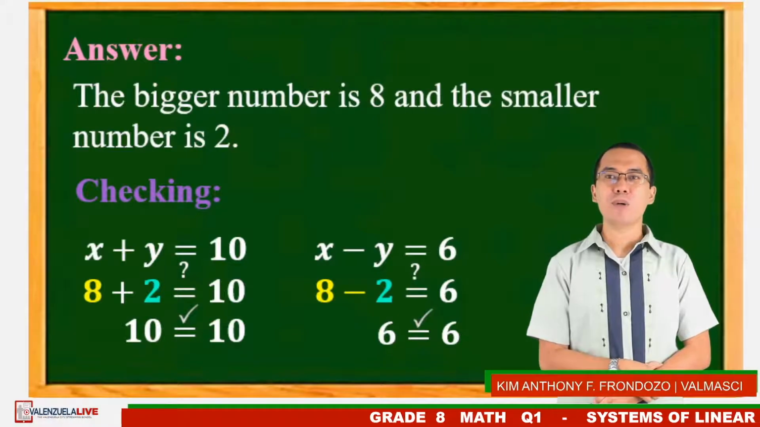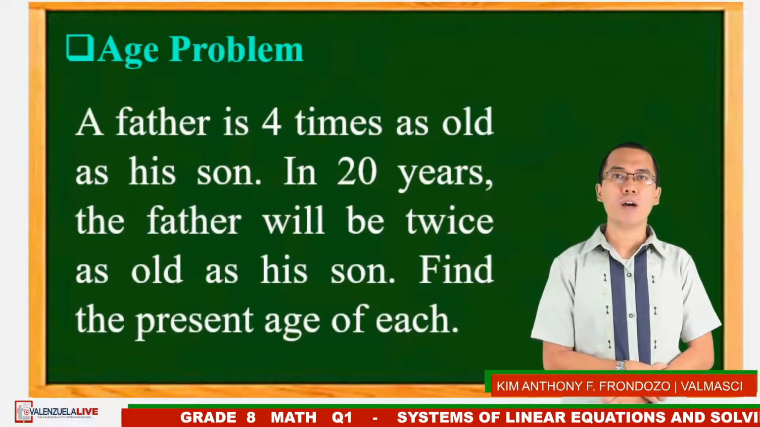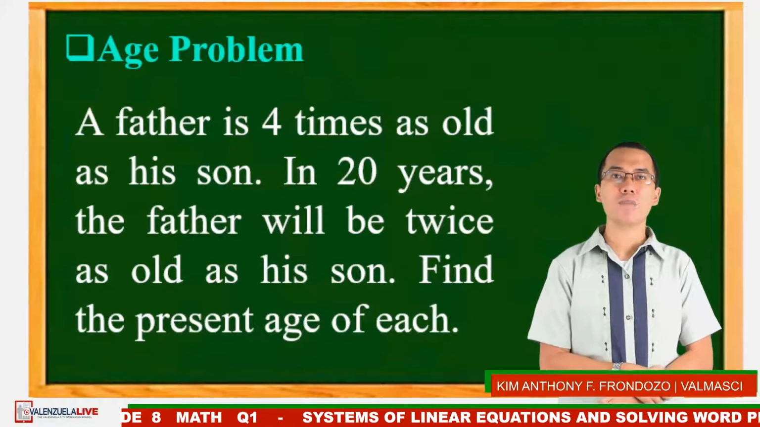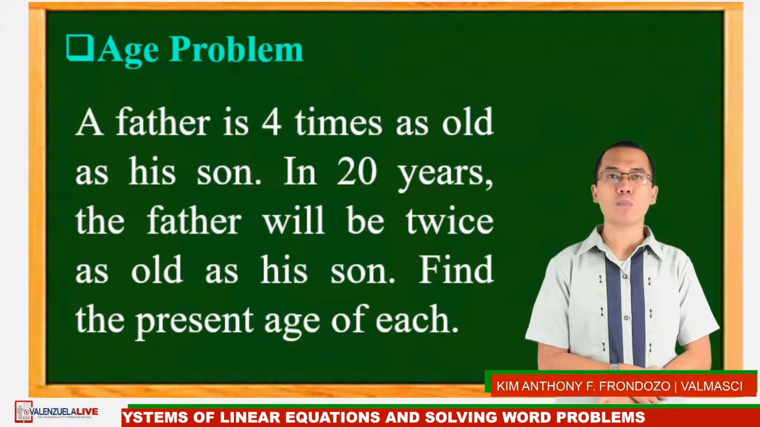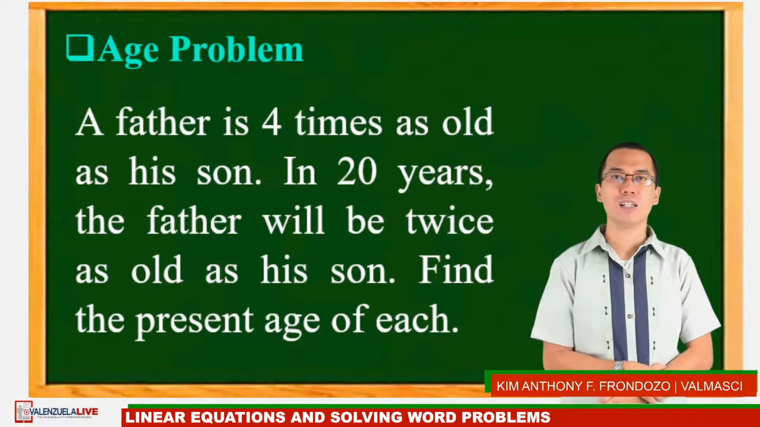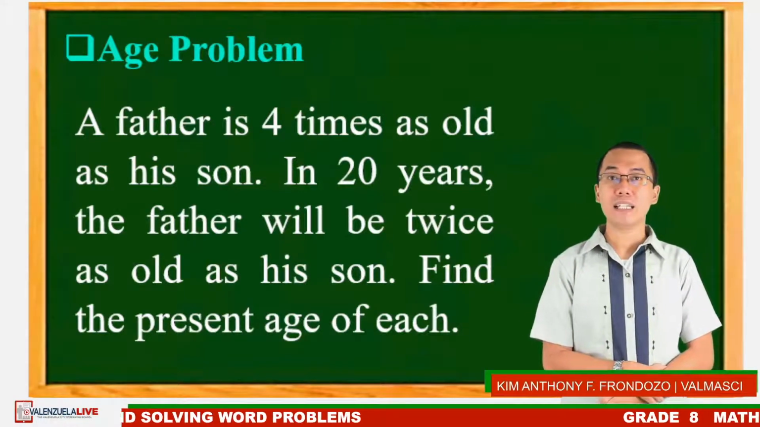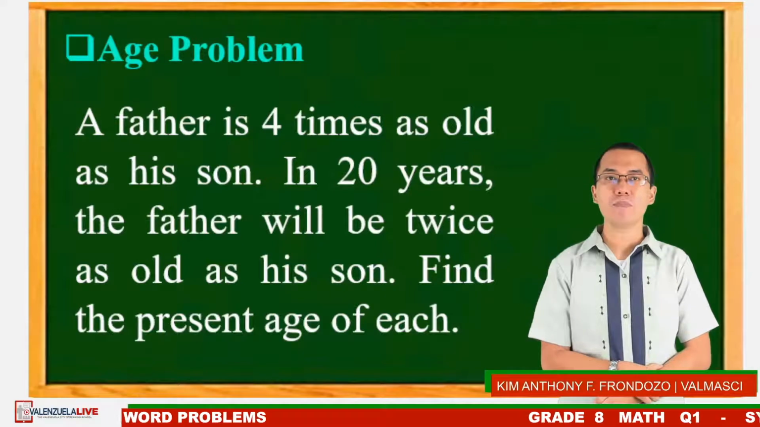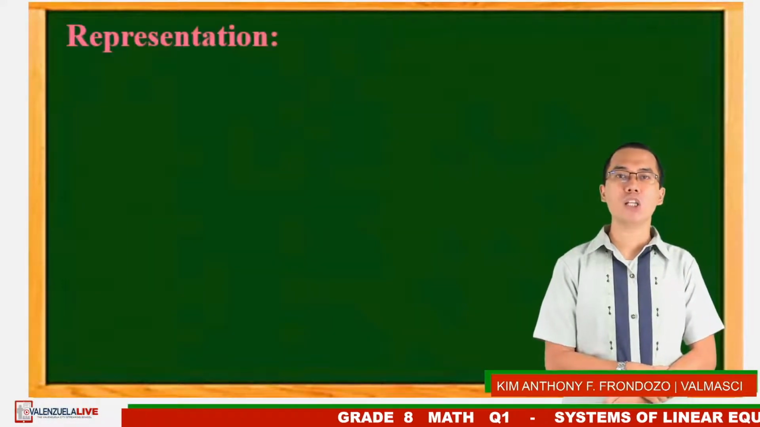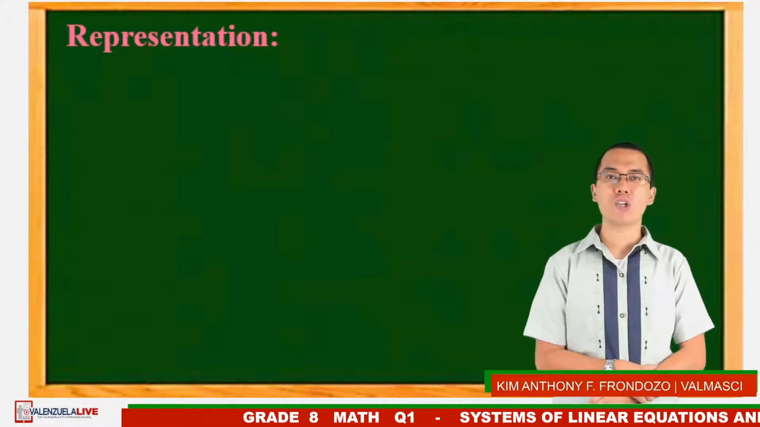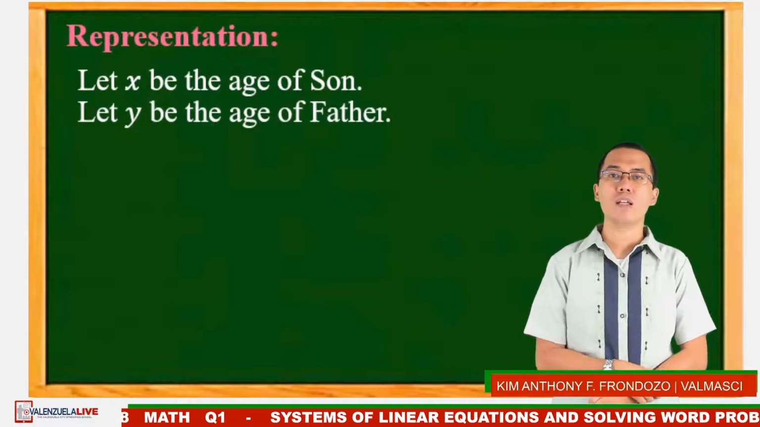For the second example, we have the age problem. According to the problem, a father is 4 times as old as his son. In 20 years, the father will be twice as old as his son. Find the present age of each. Did you read and understand the given problem? Very good. Now, for the solution, for representation, we can let x be the age of the son, and we can let y be the age of the father.